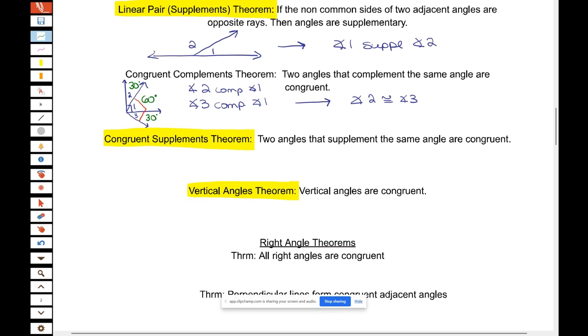the congruent supplements theorem, even more. So let's say we have a situation like, I'll draw a parallelogram for this one. I'm going to say angle 3, angle 4, and angle 7. We're given that angle 3 supplements angle 7, and we're given that angle 3 supplements angle 4, because if it's a parallelogram, opposite sides are parallel. So they're same side interior angles.